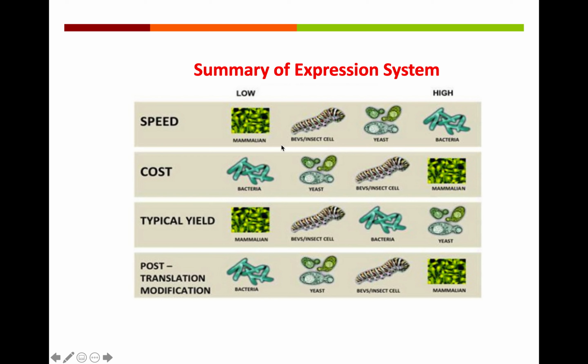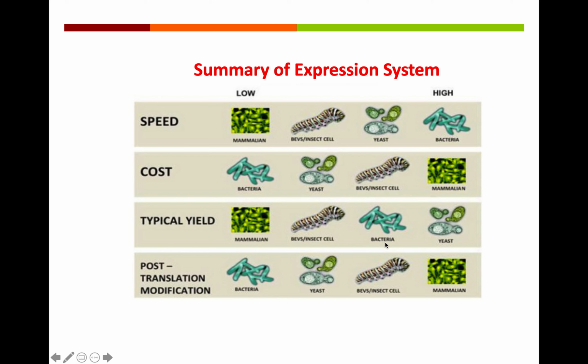In terms of the cost, because we have to look at all of this, the cheapest, of course, would be bacteria. The most expensive would be mammalian. Typical yield, which means the production of the gene or protein expression, is usually low in mammalian, and the highest would be in yeast. That's why a lot of the time people like to use yeast.